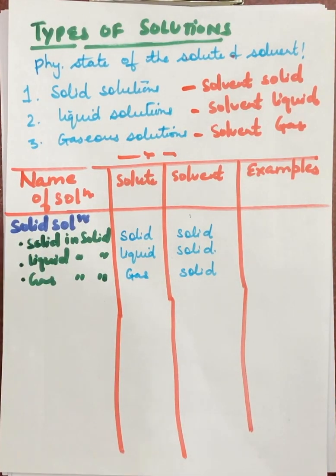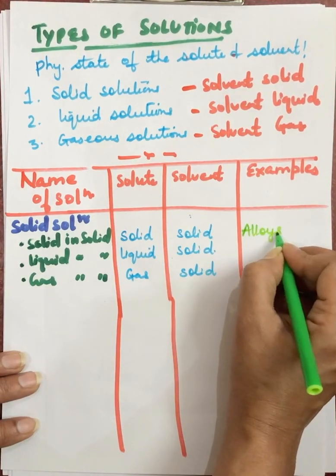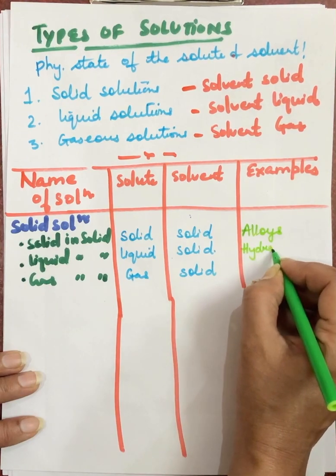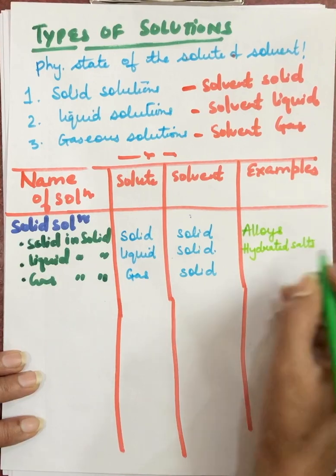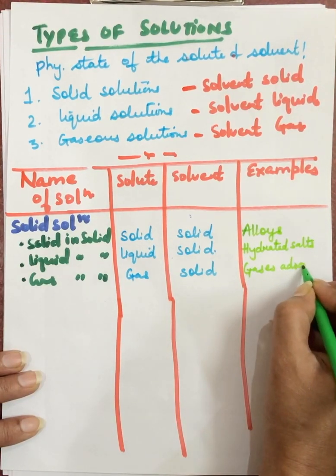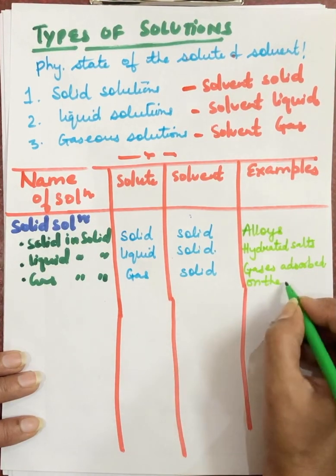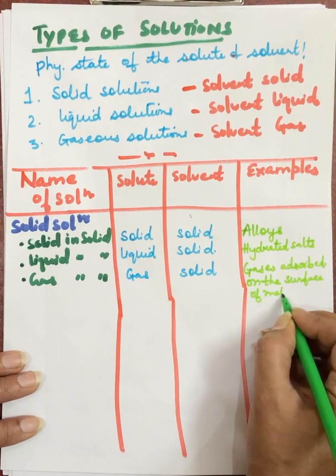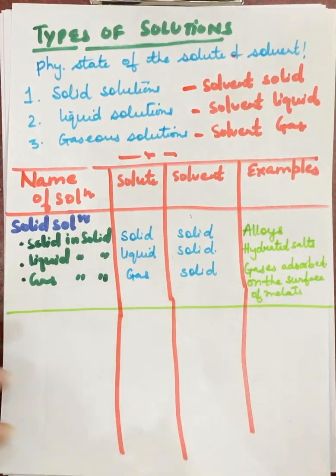Examples of these solutions: solid in solid, an example is alloys. Then liquid in solid is hydrated salts, the salts in which there is some amount of water, just water molecules are there. Gas in solid is gases adsorbed. Adsorbed means they remain only on the surface, adsorbed on the surface of metals. So this is the first category, that is solid solutions.